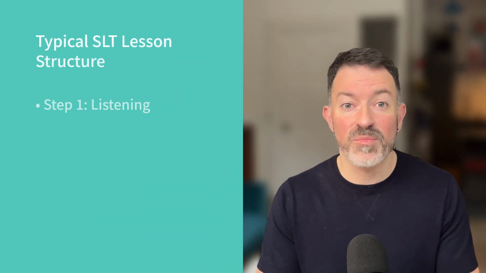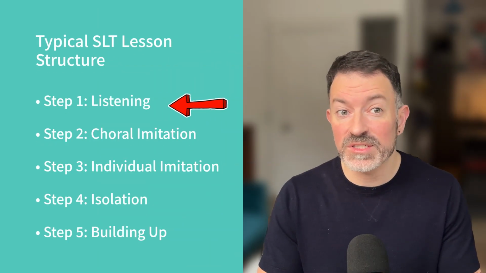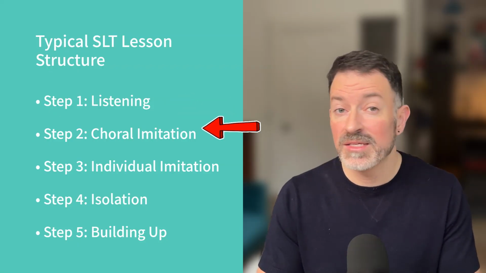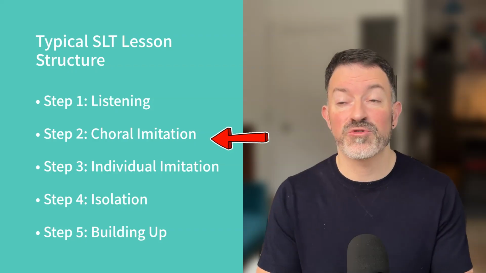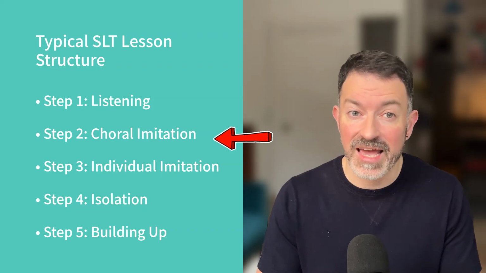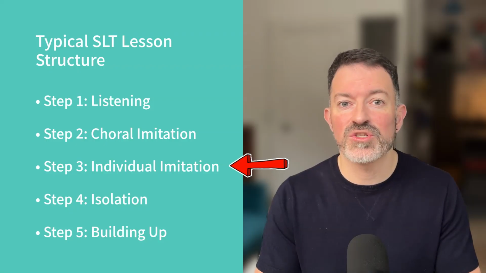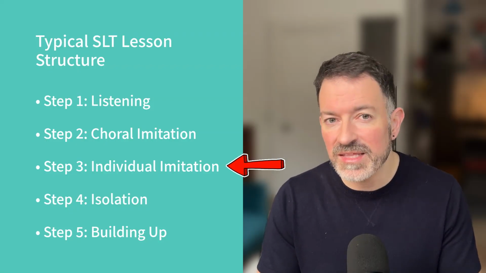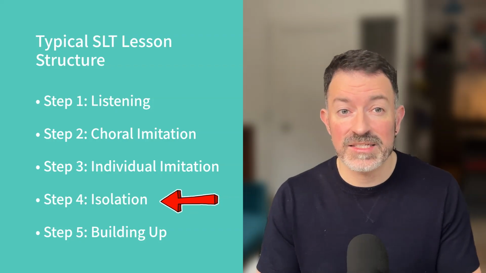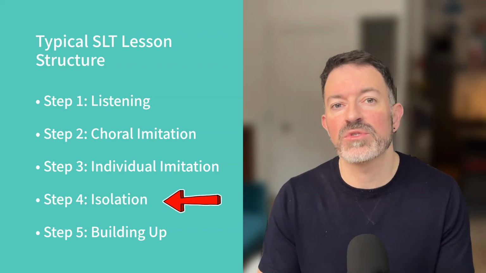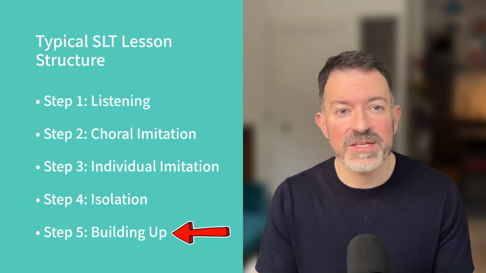For instance, step one would be listening. So the teacher models the new language several times in front of the classroom. Step two would be choral imitation. So the class repeats the model together. Step three is the individual imitation. So individual learners repeat the language to check accuracy. Step four is isolation. So any difficult sounds or words are practiced separately. And step five is building up.